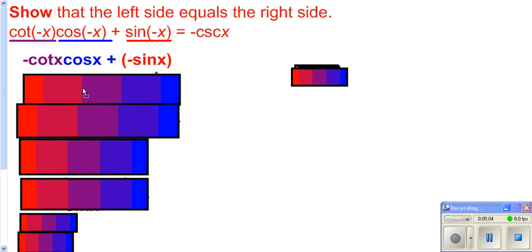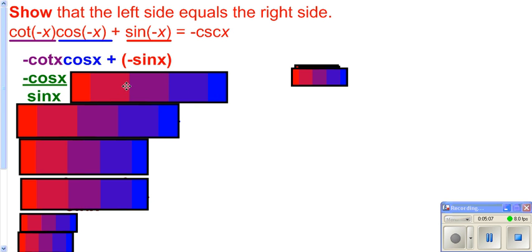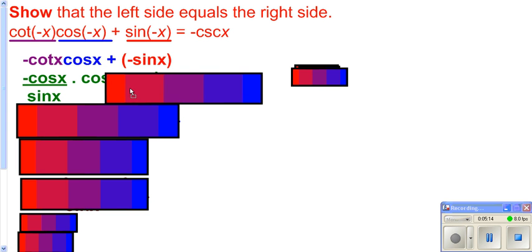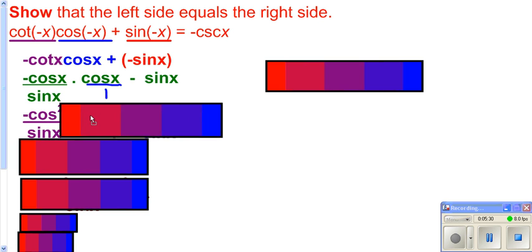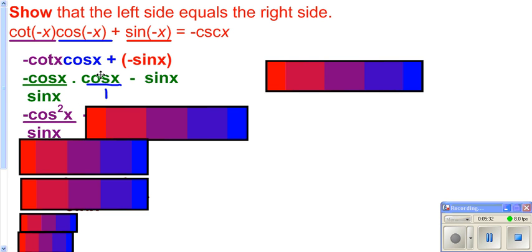Well, cotangent is really cosine over sine, multiplied by your cosine minus your sine. This is really over 1 here, so we're multiplying these two fractions together. When you multiply those two fractions together, you multiply the tops, so you get a negative cosine squared. Multiply the bottoms, you get sine.